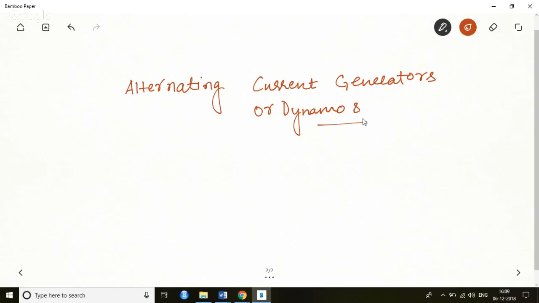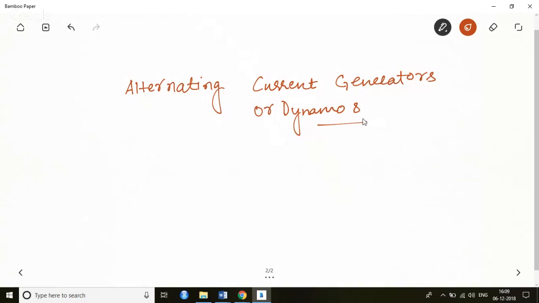Okay, so all of you go to page number 29 of your book. So a construction has been given. I'm just reading the construction and I'll explain you from your book itself. So what is the construction given? So as I start, AC generators. AC generators are also called dynamos. Now, what is the main function of generators? So electric generators convert mechanical energy into electrical energy.